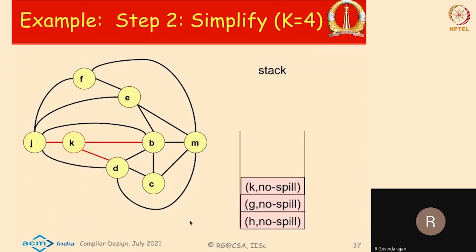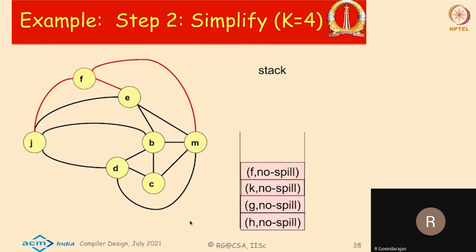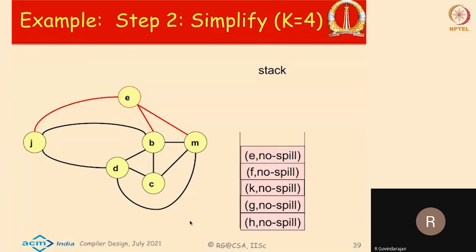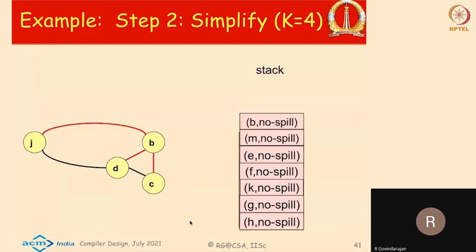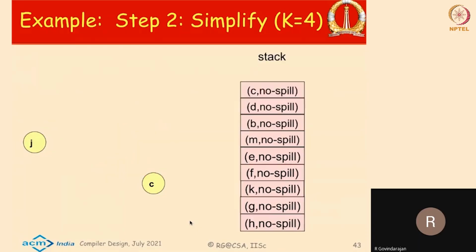After that, you have K, which has 3 neighbors. Since we are going to color for K is equal to 4, 3 and fewer edges are fine. So we can remove K. And of course, you can remove F also because F has 3. Then of course, D. You can see that M has 3 edges. Then B has 3 edges. Then you can remove these nodes in some order.